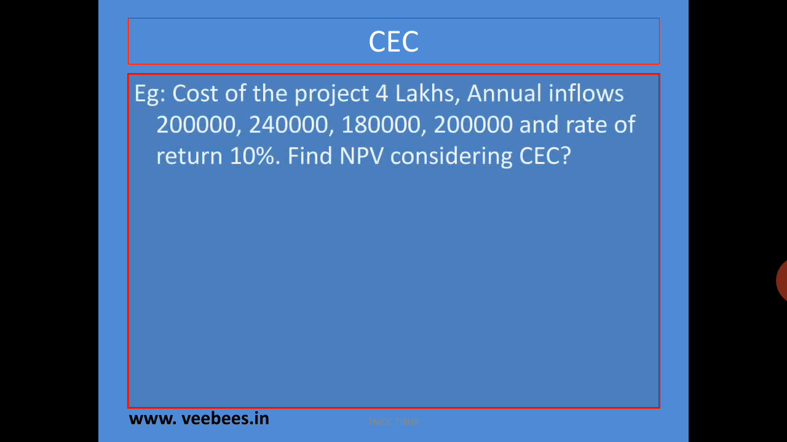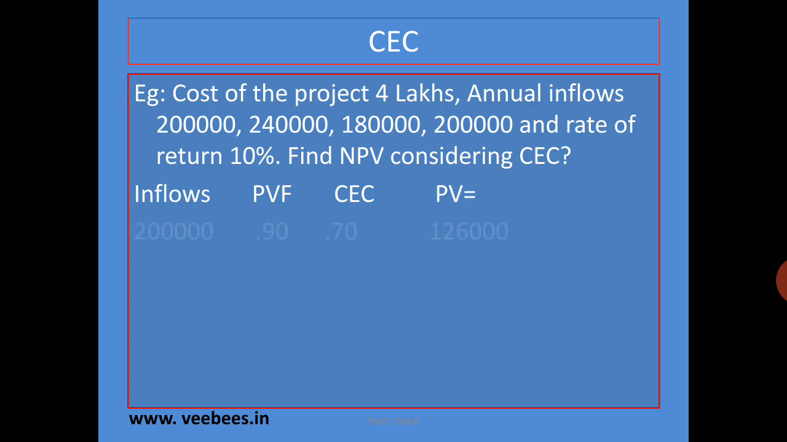Then I will explain this with the help of an example. Cost of a project is 4 lakhs. Annual cash flows are given. Rate of return is 10%. Find NPV considering CEC. Here we are calculating NPV but also considering CEC. Here the columns provided are cash inflow, PVF, CEC and PV.